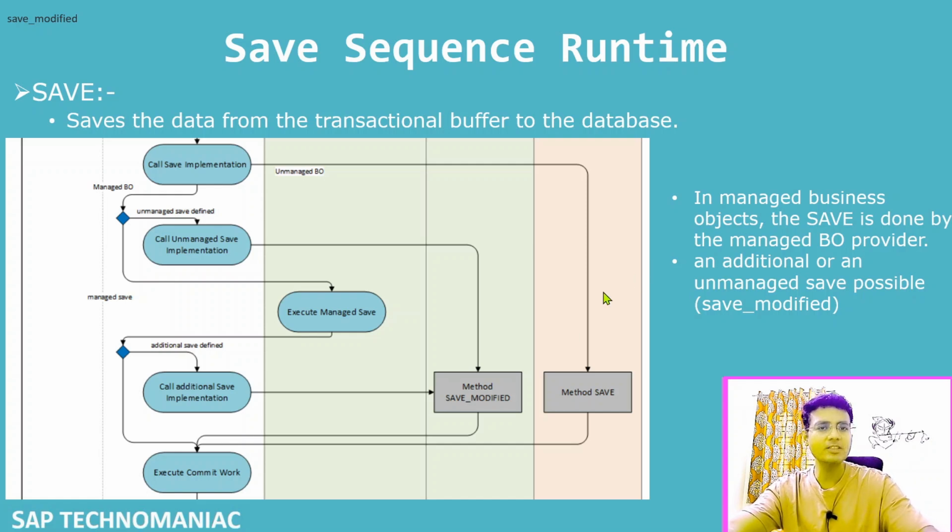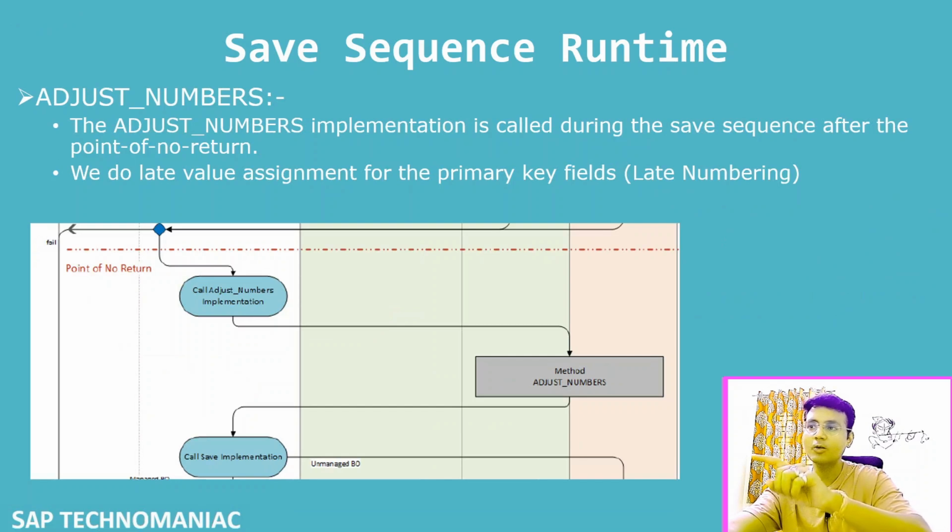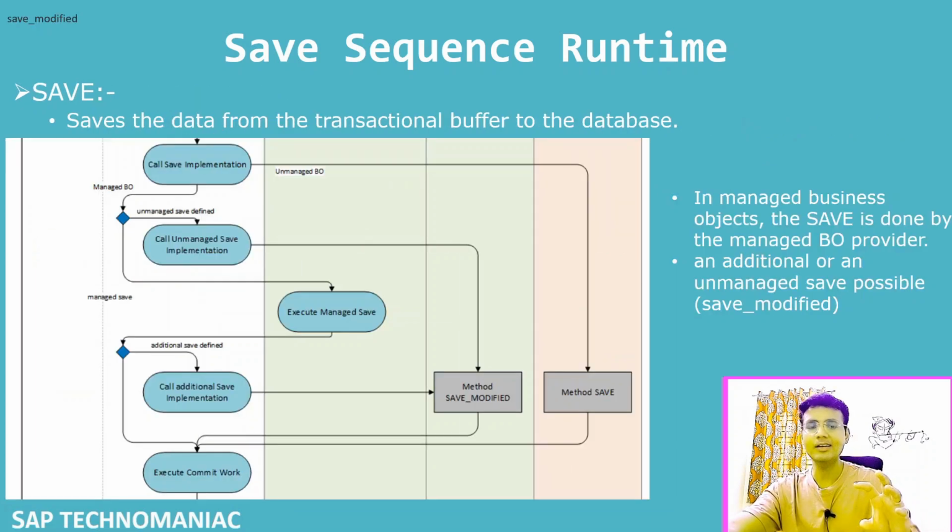In the unmanaged scenario, there is only one method called save. Whatever data is available in the transactional buffer, it will save in the database. Because we have already made sure everything is okay, it will be saved successfully. If something errors out, you will get a dump only. You can't return any error message in the late save sequence. After the point of no return, you can't return any error message. You will not have the failed parameter in these methods, save or adjust number. You can only return reported messages.